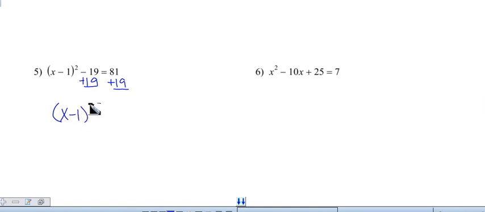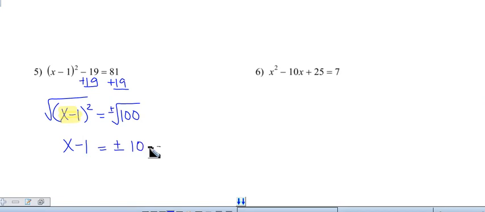This gives me x minus 1 squared equal to 100. Now I can't get to that x without getting rid of this square. If you ever need to get rid of something squared, you take the square root. And whatever you do to one side, you do the same thing to the other. And if you put a square root into the problem, you also need to put a plus or minus sign. Now when you take the square root of a parentheses squared, the inside of the parentheses is your answer. So the answer to this left-hand side is x minus 1. The square root of 100 is 10.